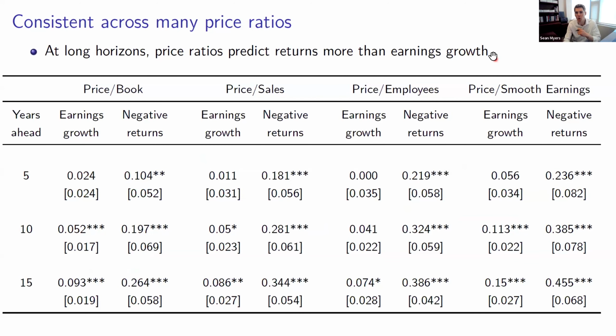As a second quick robustness test, we look at different price ratios. So we consider price sales ratios, price employees, price to smoothed earnings. And again, we keep getting a consistent result where price ratios are informative about future earnings growth, but the relationship is small. Instead, the much larger quantitative relationship is that high price ratios negatively predict future returns. And we see that across all the different price ratios that we consider.